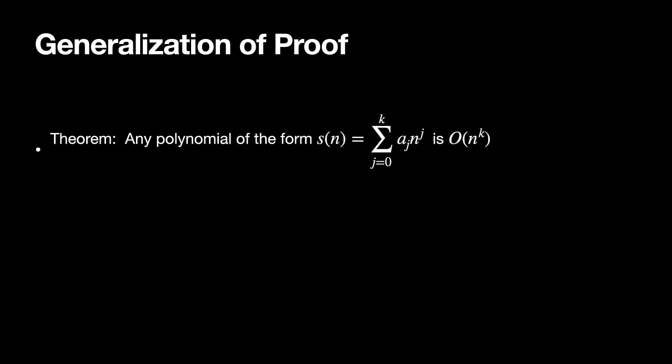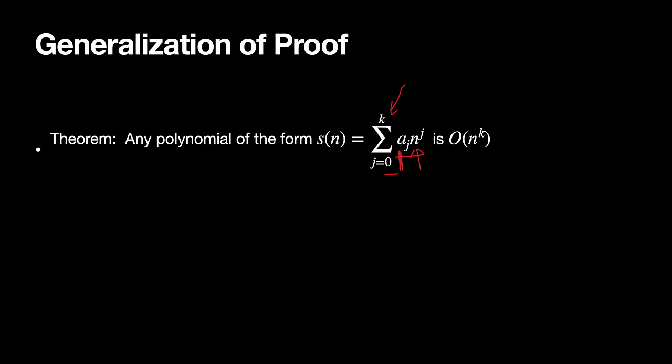Okay, so let's take a step back and try to generalize that proof so it'll apply more broadly. So we'll try to establish a theorem that any polynomial of a particular form can be simplified in the big O notation. Our particular form of polynomial is going to be a summation, and the terms of the polynomial will be a constant on each term times our polynomial variable to some power. And the exponents will start at 0 and go up to and include k. So this is just a generic form of polynomial.